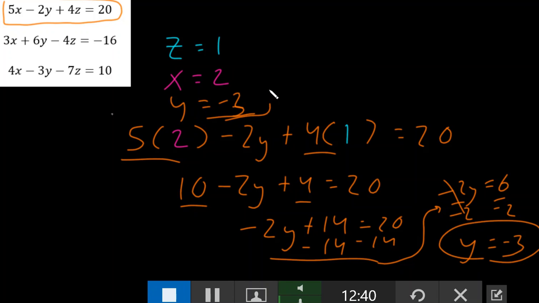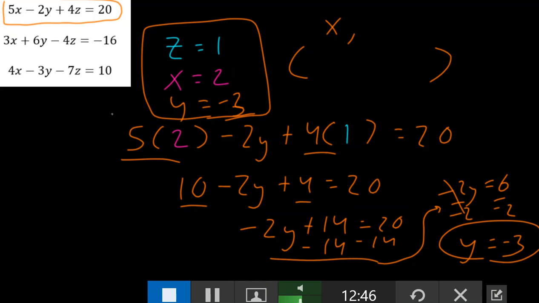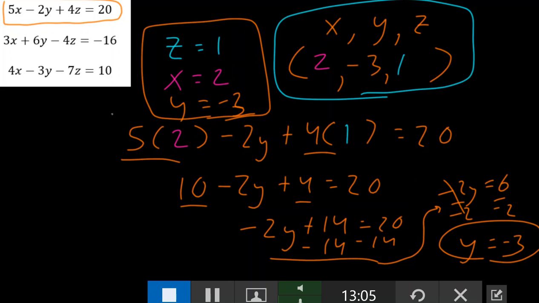And guys, we can now write our final answer. We know that every 3x3 system is made up of an x, a y, and a z, or in this case, our x value is this positive 2, our y value is this negative 3, and our z value is going to be this positive 1. And we've done it. If you can do this, you can do anything.